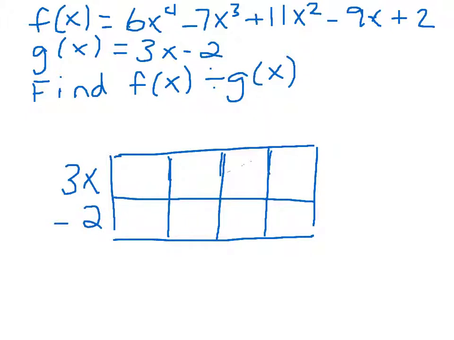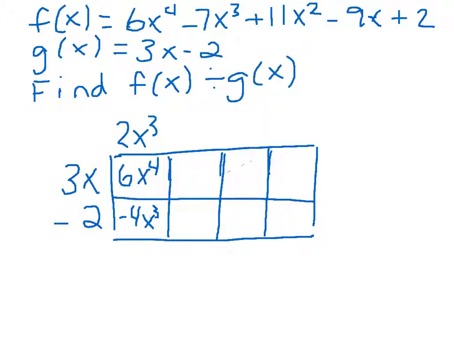And then I'm going to start filling in the parts of the division problem that I know. So I know 6x to the 4th is always going to go in the first box. And if the first box is 6x to the 4th, and I've got 3x over here on the left, that means I'd have to have 2x cubed to make the multiplication problem work out. And if 2x cubed goes on the top, 2x cubed times negative 2 is negative 4x cubed.